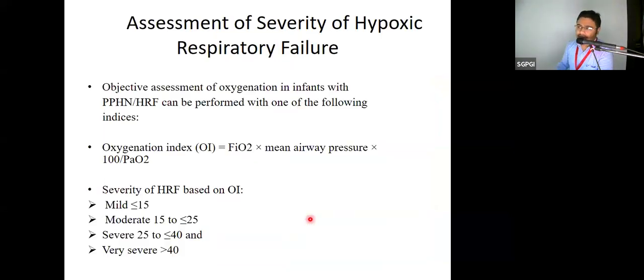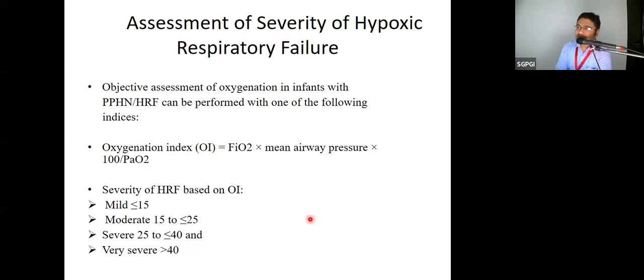So how do you assess the severity of hypoxemic respiratory failure? We have various indices. First of the indices is the oxygenation index. The formula is FiO2 into the mean airway pressure into 100 divided by the PaO2.